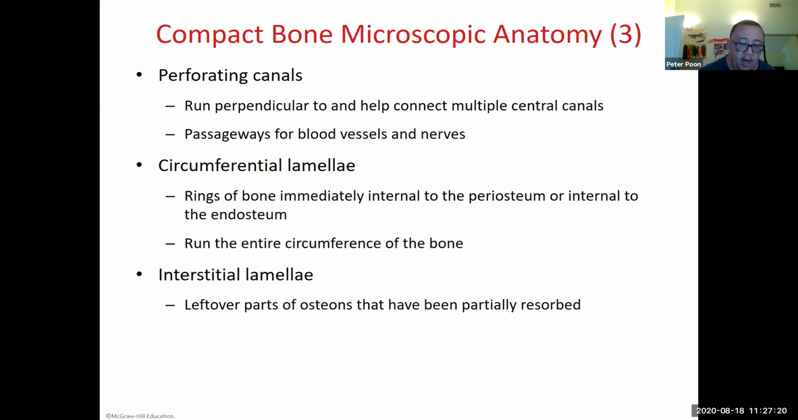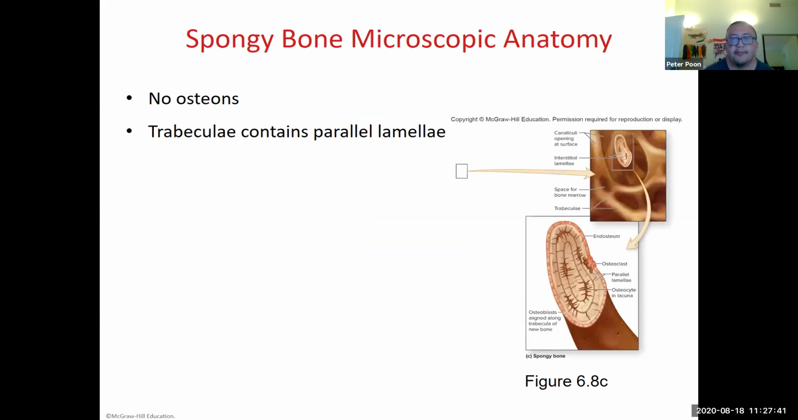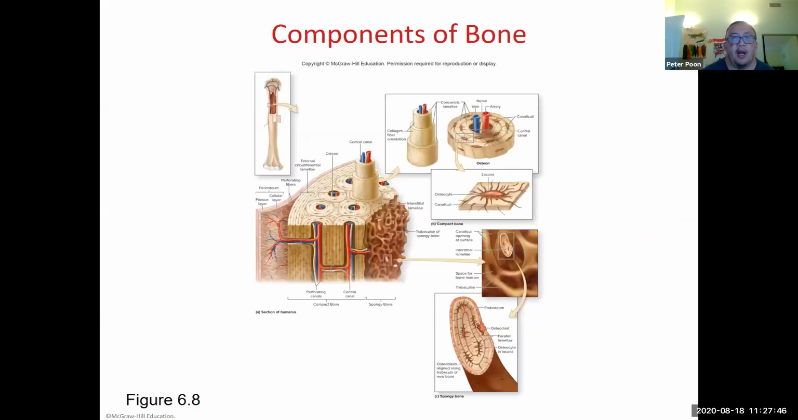Circumferential lamellae are these rings of bone. They're like lamellae, but the lamellae run around the osteon. Circumferential lamellae run around the entire bone. They run around the circumference of the bone, so circumferential lamellae. Spongy bone is not really that interesting.